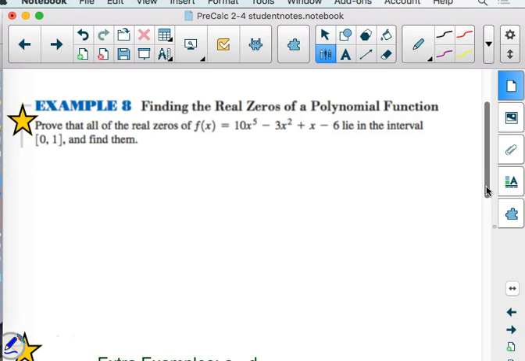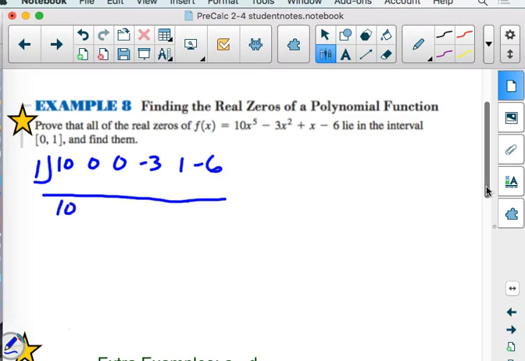Okay, so I've got one that I need to do synthetic with, and there is some major stuff missing on this one. We have 10x to the 5th, but we don't have an x to the 4th, so we need a 0 for that. We don't have an x to the 3rd, so we need a 0 for that. A -3, a 1, and a -6. And my hope is I get all positive values, or remember 0 counts for both.